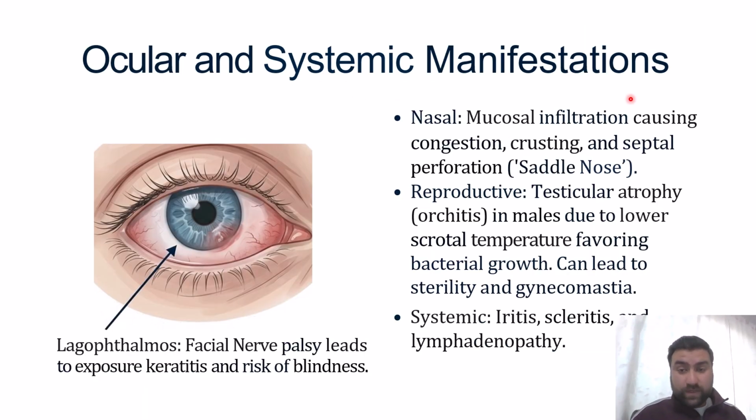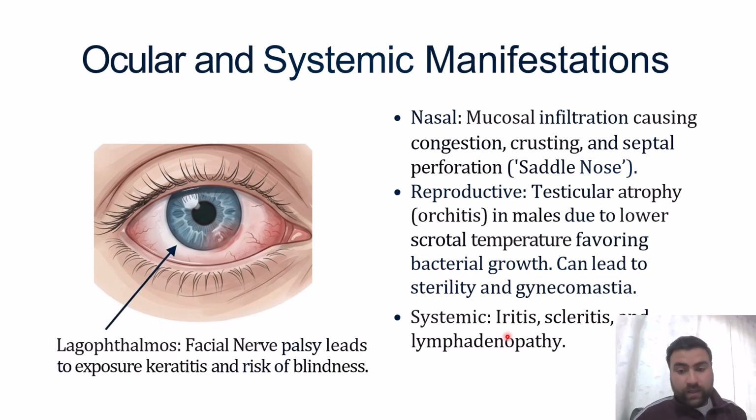Ocular and systemic manifestations can also be seen. In case of nose involvement, you will see mucosal infiltration causing congestion. There is septal perforation leading to saddle nose deformity. Sometimes it can also lead to orchitis, inflammation of your testes, leading to sterility. And when there is inflammation of testes and testicular damage, then there is decreased testosterone production leading to gynecomastia. So when there is testicular atrophy, it leads to low testosterone production leading to gynecomastia in males.